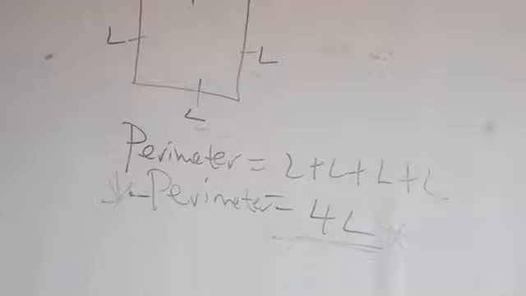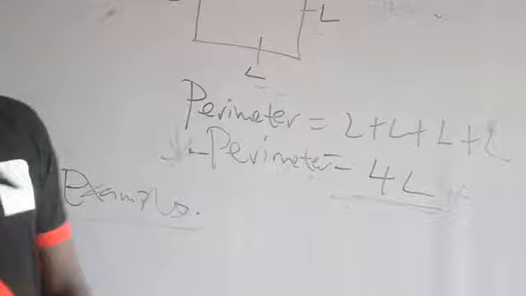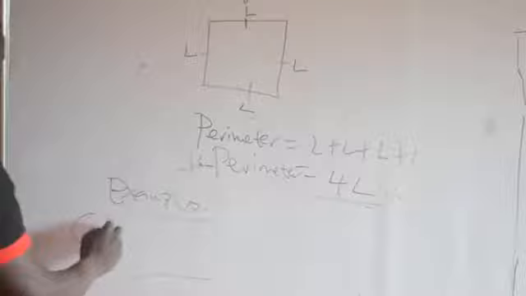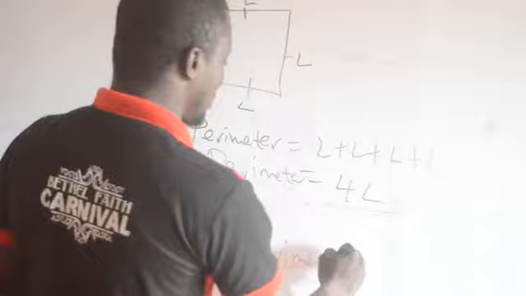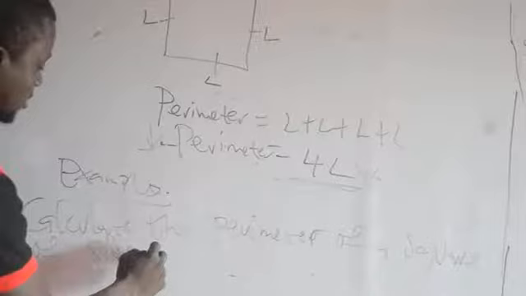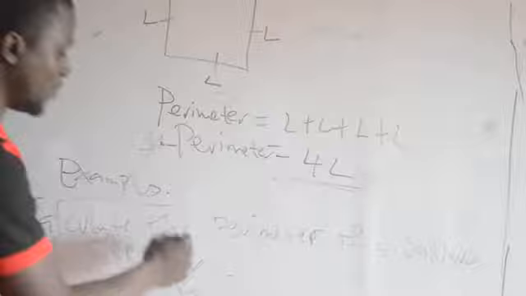So let's take one example on this. Example 2. We did example 1 on the rectangle. Students, you are following me? You have to follow. Now, let's say: calculate the perimeter of a square of side 5 centimeters. Solution.